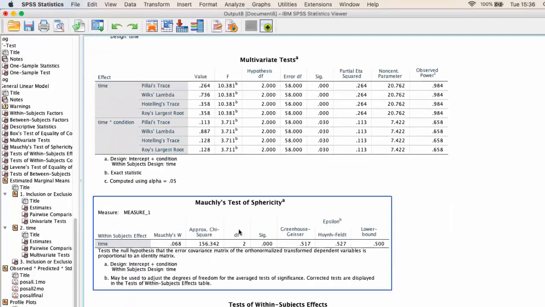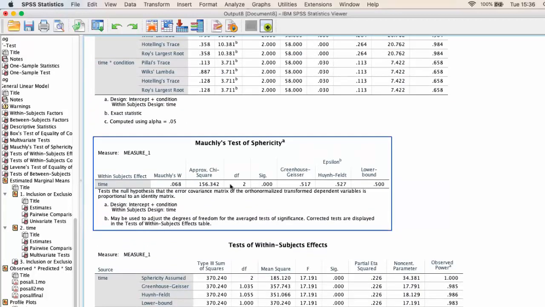Then you can also talk about the multivariate test of sphericity. You can say the multivariate test of sphericity was also observed, and for this one, this is for your within subjects, you want it to be not significant.